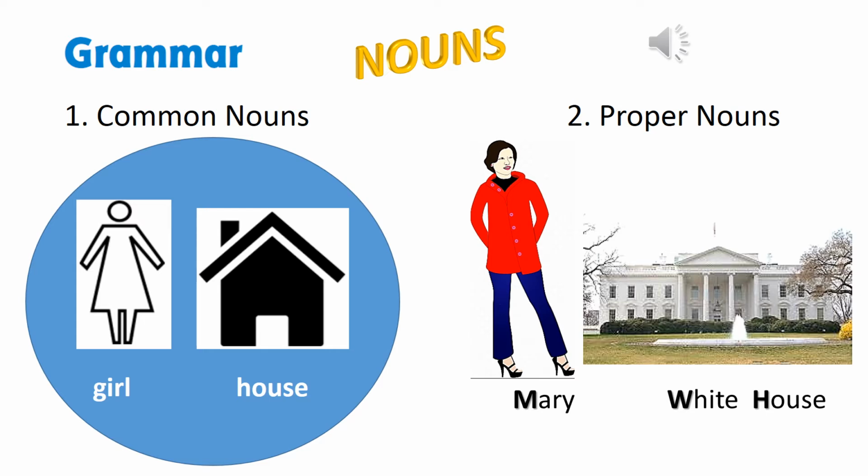There are two main categories of nouns, common nouns and proper nouns. Examples of common nouns are the words girl, house. Examples of proper nouns are Mary and White House. Proper nouns refer to a particular person, place, or thing, and that's why we spell them with a capital letter, as in Mary and White House, where the President of the United States lives.